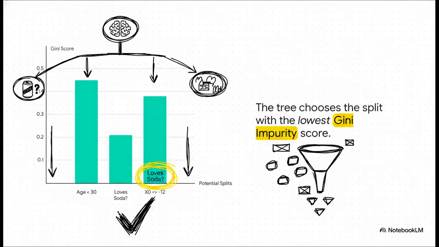And here's that greedy choice in action. So the tree tests out a few potential questions. As you can see on the chart, splitting by age gets a Gini score of 0.45. Not great. Splitting by x0 is better, down at 0.38. But asking "loves soda?" Wow, that gives a fantastic score of 0.21. That's the biggest, most immediate payoff. The greedy choice is crystal clear. It's going to make "loves soda" the next question in the tree.